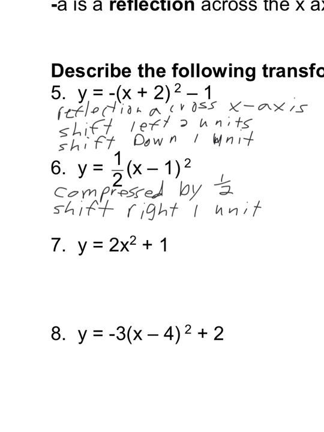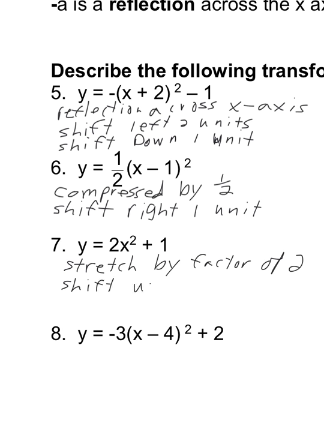On number 7, I notice it's being multiplied by 2 to begin with. That is greater than 1, so that is a stretch by factor of 2. And then there is no parentheses, so no house as I call it. So there is no left and right or horizontal shift, but it is a 1 added to the end, so that is a shift up 1 unit.